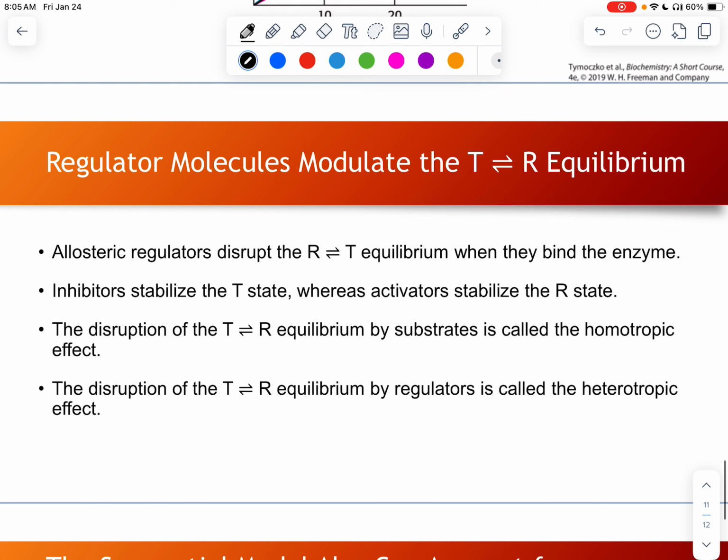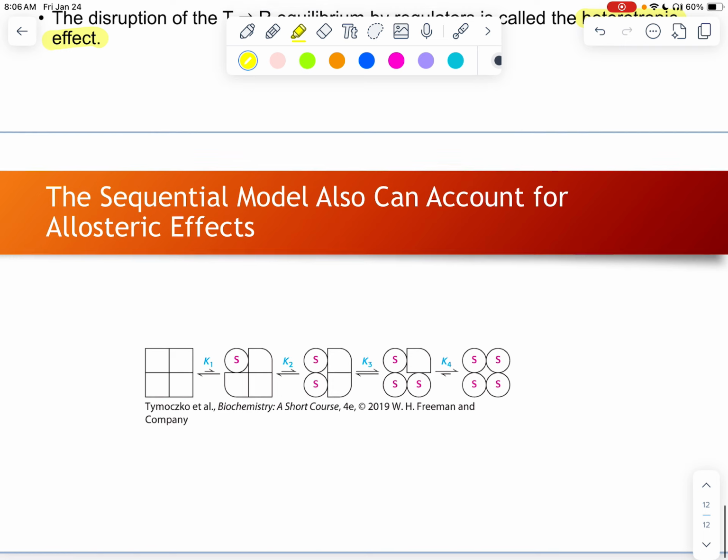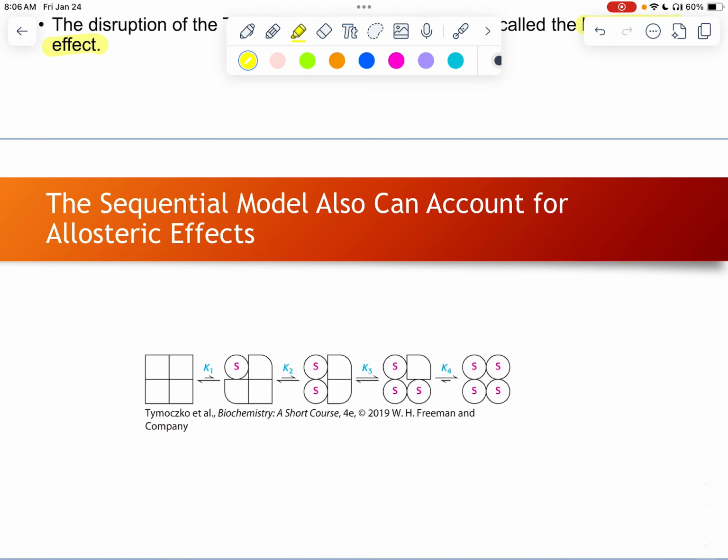All right, and this is kind of just, again, the words of what we just did. We added a couple terms, so you can read through this, but when the disruption of that equilibrium is caused by the substrate, when the substrate is controlling how fast or slow that is, that's a homotropic effect. When something else is bonding that affects that equilibrium, we call it a heterotropic effect. All right, I want to look at one other model, the sequential model that can account for allosteric effects.